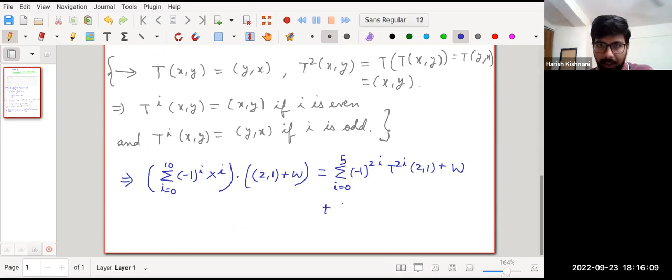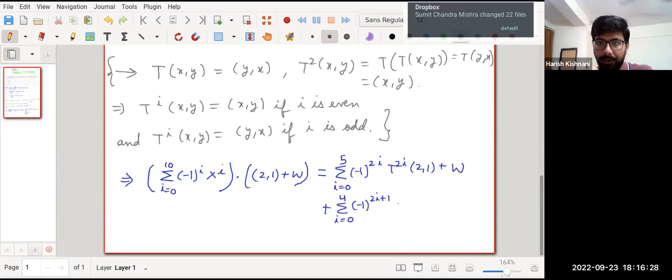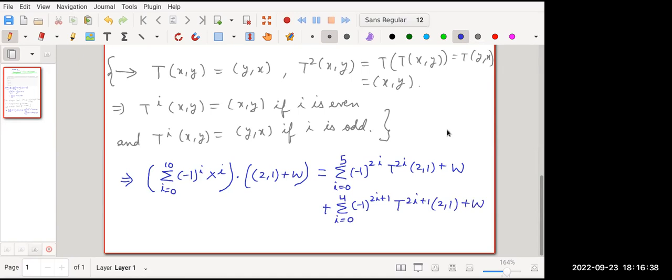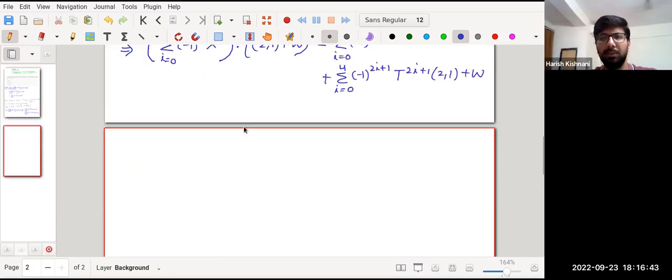So odd part is i equal to, say, 0 to, till 4 it will go, minus 1 raised to 2i plus 1. At i equal to 0 you will get 1. At i equal to 4 you will get 9. So this will be T of 2i plus 1 applied to (2, 1) plus w. Is this step clear? Yes, sir. Okay. So that is the most crucial step.